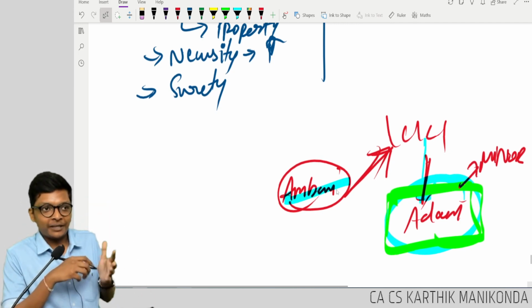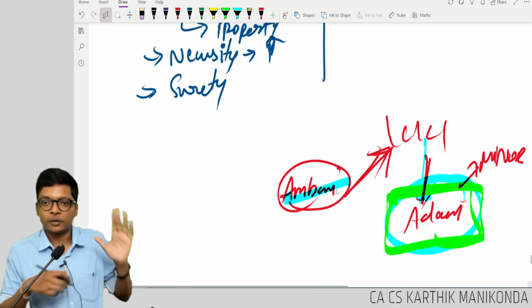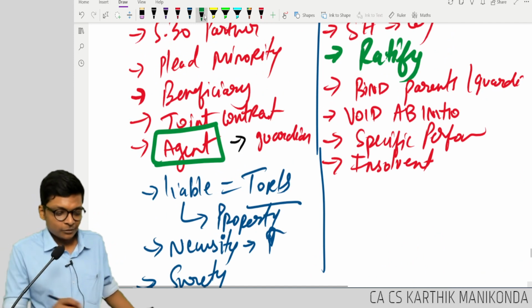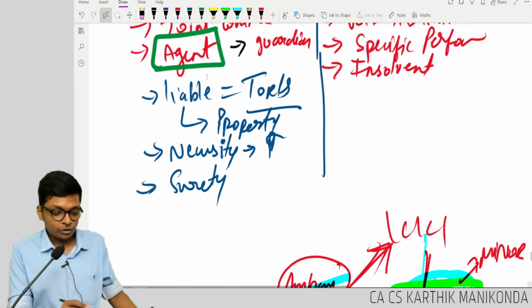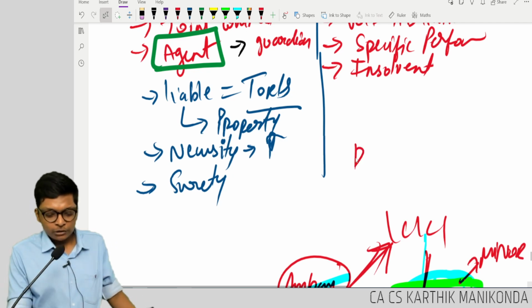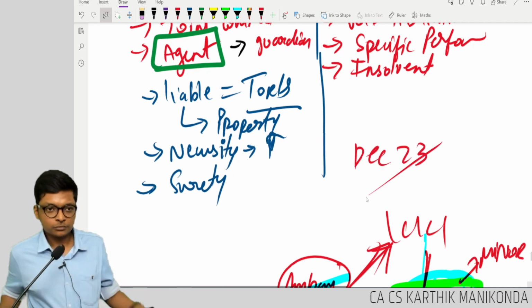This is one separate chapter, Indemnity and guarantee. Not for you guys, it's for the other group. Correct. Okay. Clear? Sorry. It's coming in Foundation. It's removed from Inter, so you get through December 23. You don't need to study it. Okay. Fine.